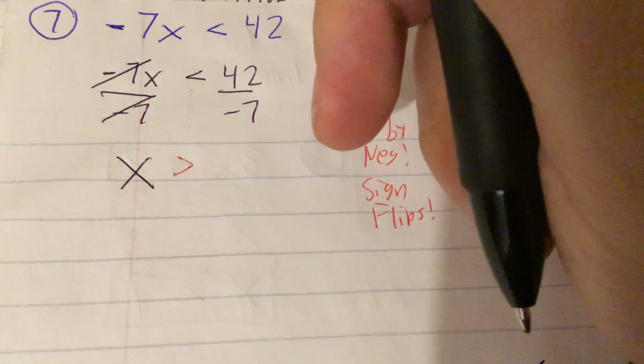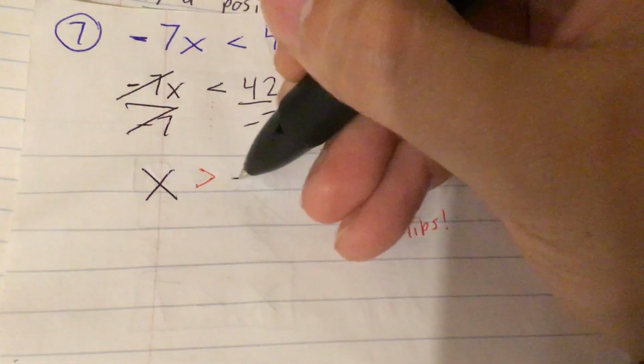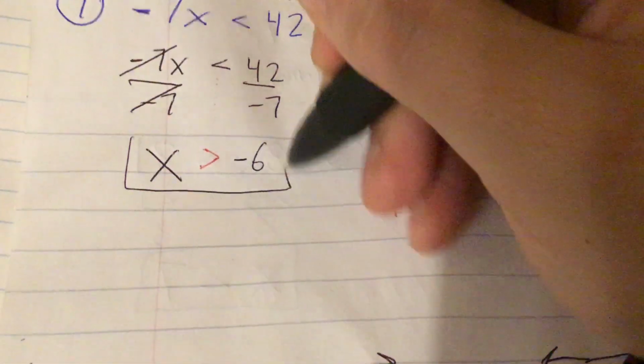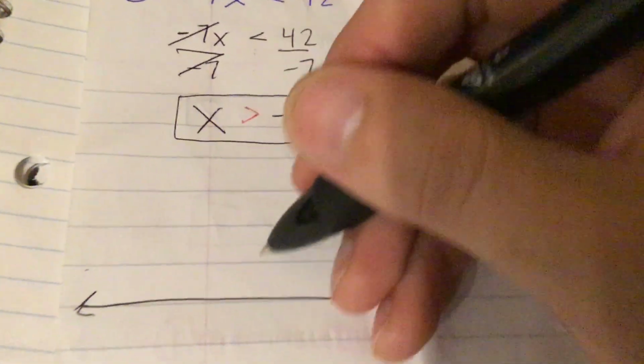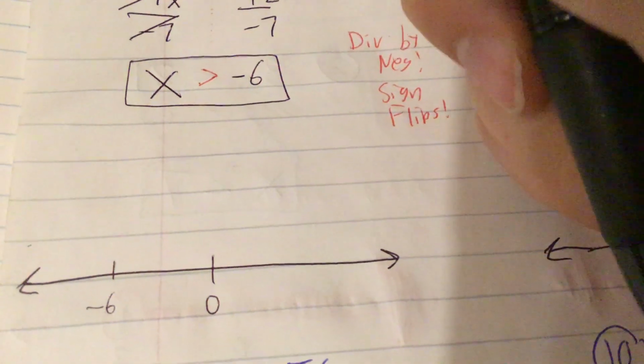So if I divide both sides by a negative number, x is now greater than negative 6. So now, as I get my number line, I put 0 in the middle. Where is negative 6 compared to 0? It's on the left. So I put a negative 6 right there.